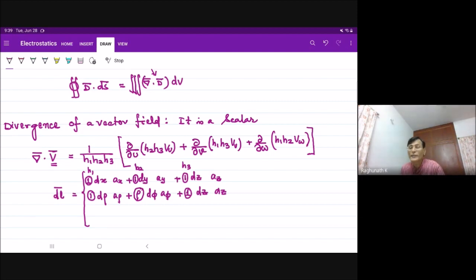In spherical coordinate system, 1 dr ar plus r d theta a theta on the cone plus r sin theta d phi a phi. 1, r, r sin theta are h1, h2, h3. Check it.